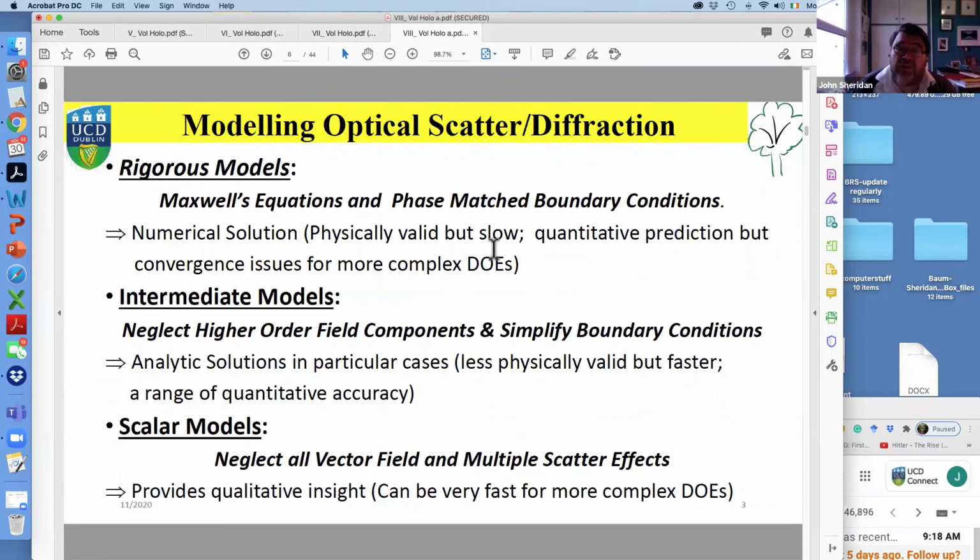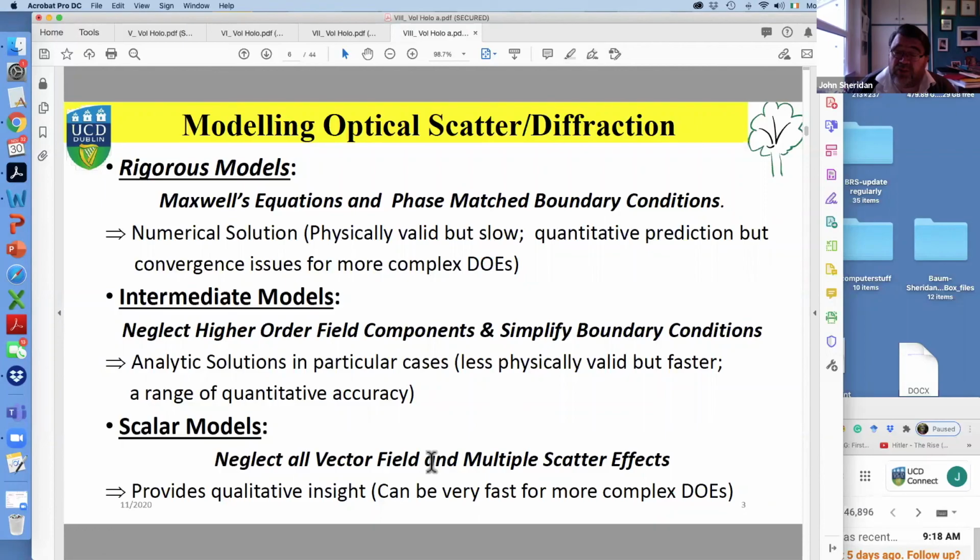Okay. So again, we recall these models that we've been building up. We've been working from the scalar model up to these intermediate type models, and then to the more rigorous models. And we went through and we talked about all these things. And I still want to emphasize to you the strengths associated with these scalar models and how useful they are. Okay, and don't just throw them by the wayside.